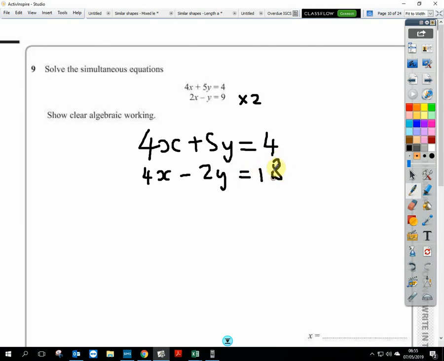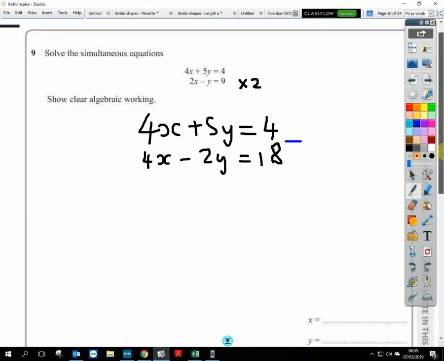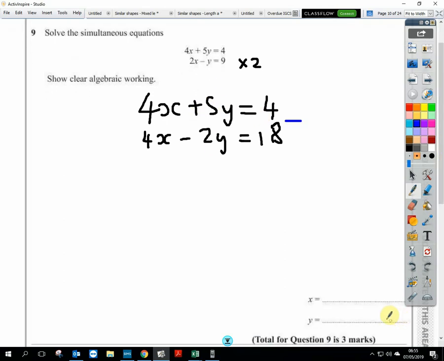Okay. We need to eliminate the x's or y's. Well, I've just scaled the x's up, so I'm going to eliminate the x's. How can I eliminate the x's? By subtracting, and you must write a minus here. If you do not indicate to the examiner whether you're adding or subtracting the equations, you will score 0, even if you get the right answers. So this is very, very important. So we subtract now. I like to write a minus in each section, so don't forget.